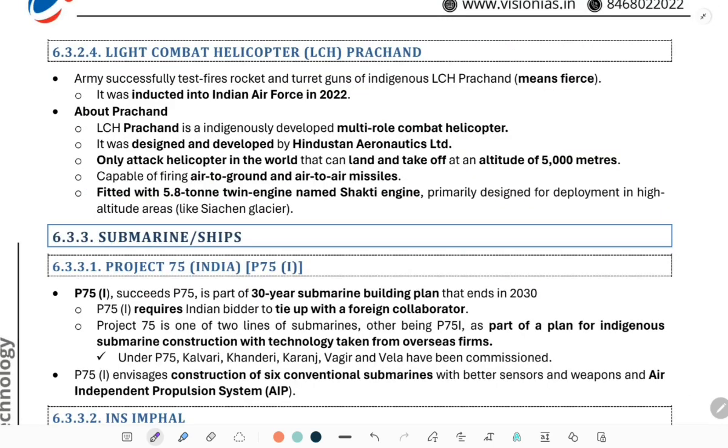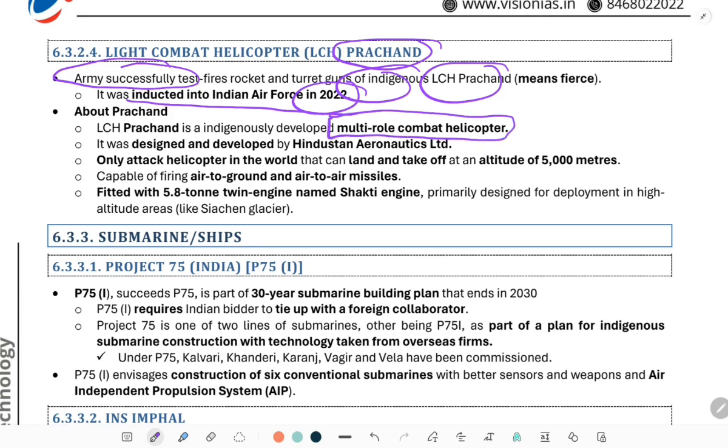Next, Light Combat Helicopter Prachand. The Army successfully test fired the rocket and turret guns of the indigenous LCH Prachand. It was inducted into the Indian Air Force in 2022. This LCH Prachand is an indigenously developed multi-role combat helicopter.